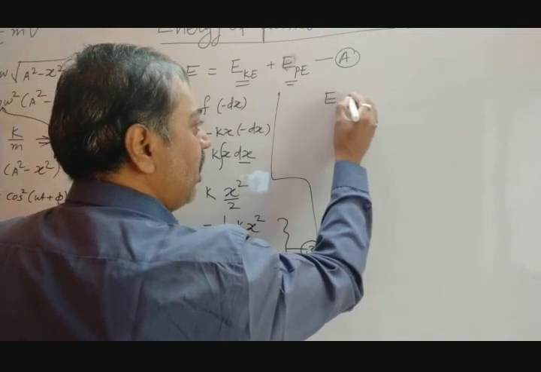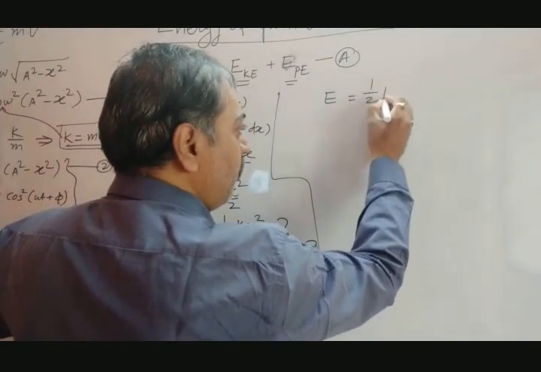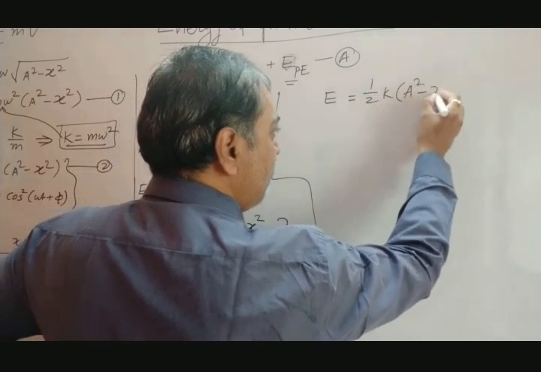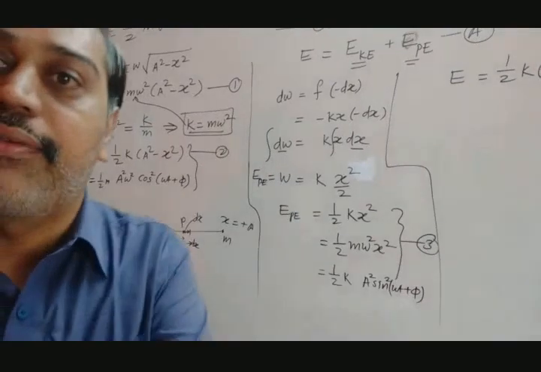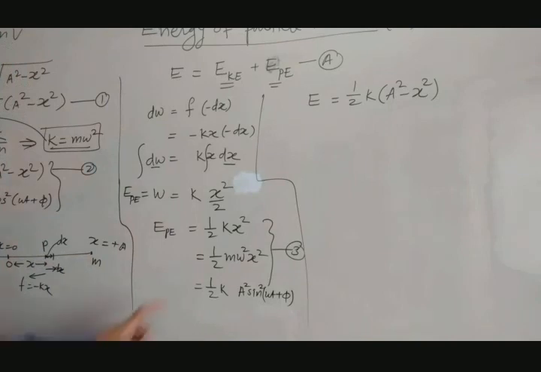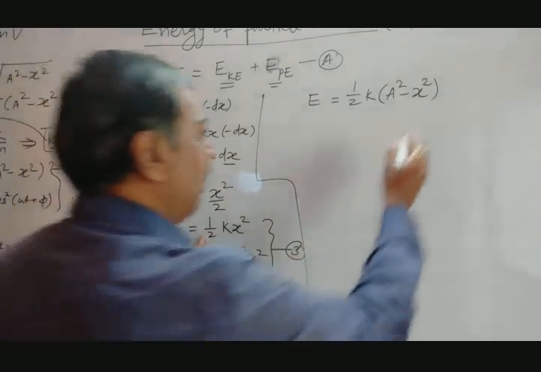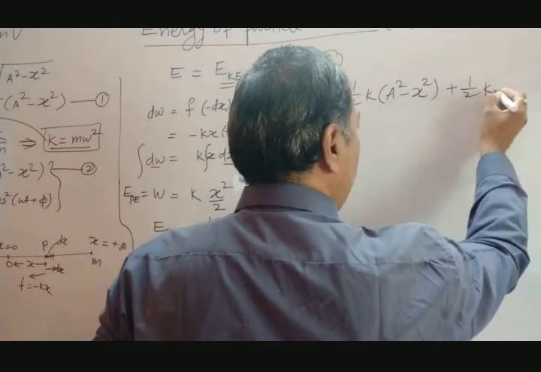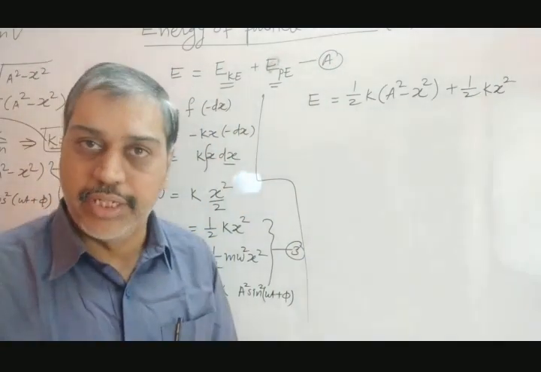So put these values in equation A. You can write total energy E equal to, what is the equation for kinetic energy we have derived? It is 1 by 2 k into A square minus x square. This is the kinetic energy we have derived here, from equation 2. Now just put the potential energy from equation 3. As it is in terms of k, we'll take k. So plus 1 by 2 k into x square. So this equation, the sum of kinetic and potential, will give the total energy.